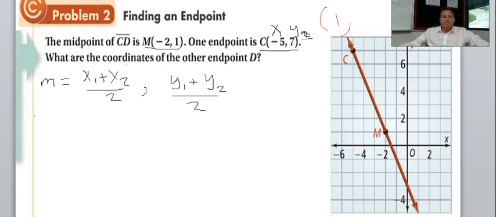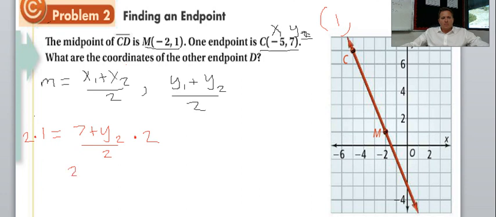So now let's find it for the y. So we said that the y midpoint was 1, and we said that it was (7 + y2)/2. So I'm going to do the same thing. I want to get rid of that denominator of 2, so I'm going to multiply both sides by 2.